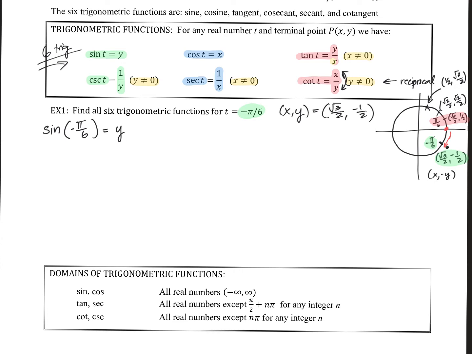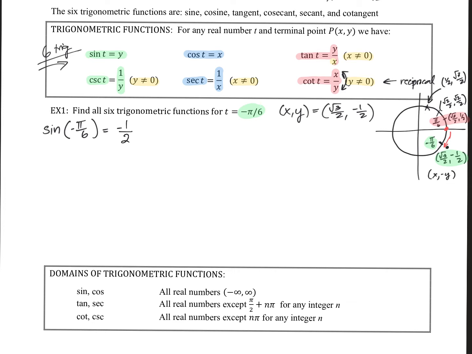Awesome, so we found our x and y values, and now we can use that to find the rest of our trig functions. So since sine of negative pi over 6 is equal to y, we'll just take a look at our y value, and our y value is negative 1 over 2. So sine of negative pi over 6 is equal to negative 1/2. Awesome. Okay, just 5 more to go.